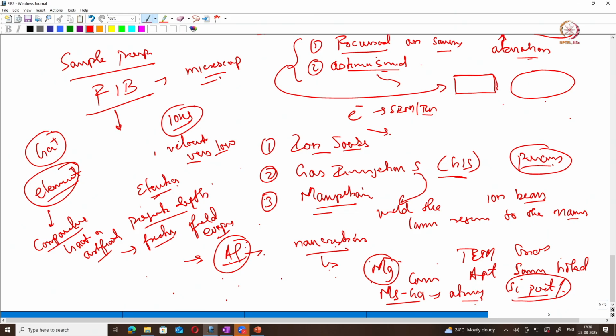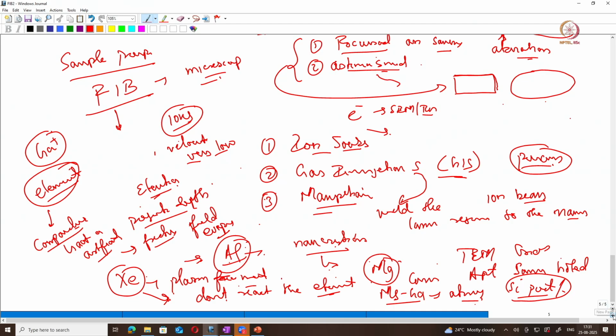So nowadays, depending upon the source, we also have xenon plasma FIBs, which are almost inert as compared to gallium. These xenon sources usually don't react with the elements because of their inert nature. So these plasma FIBs are now coming up, and instead of gallium plus ions, you use xenon plus ions.